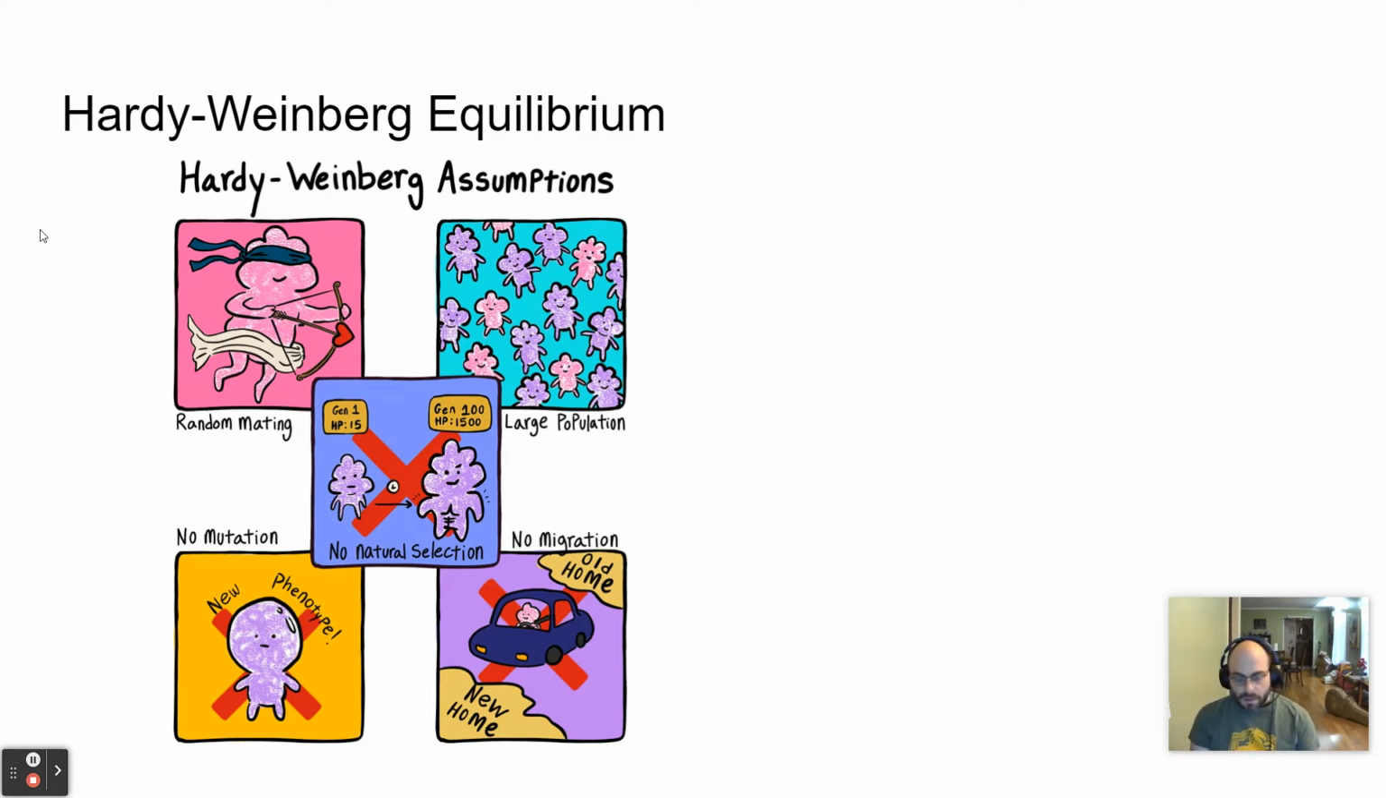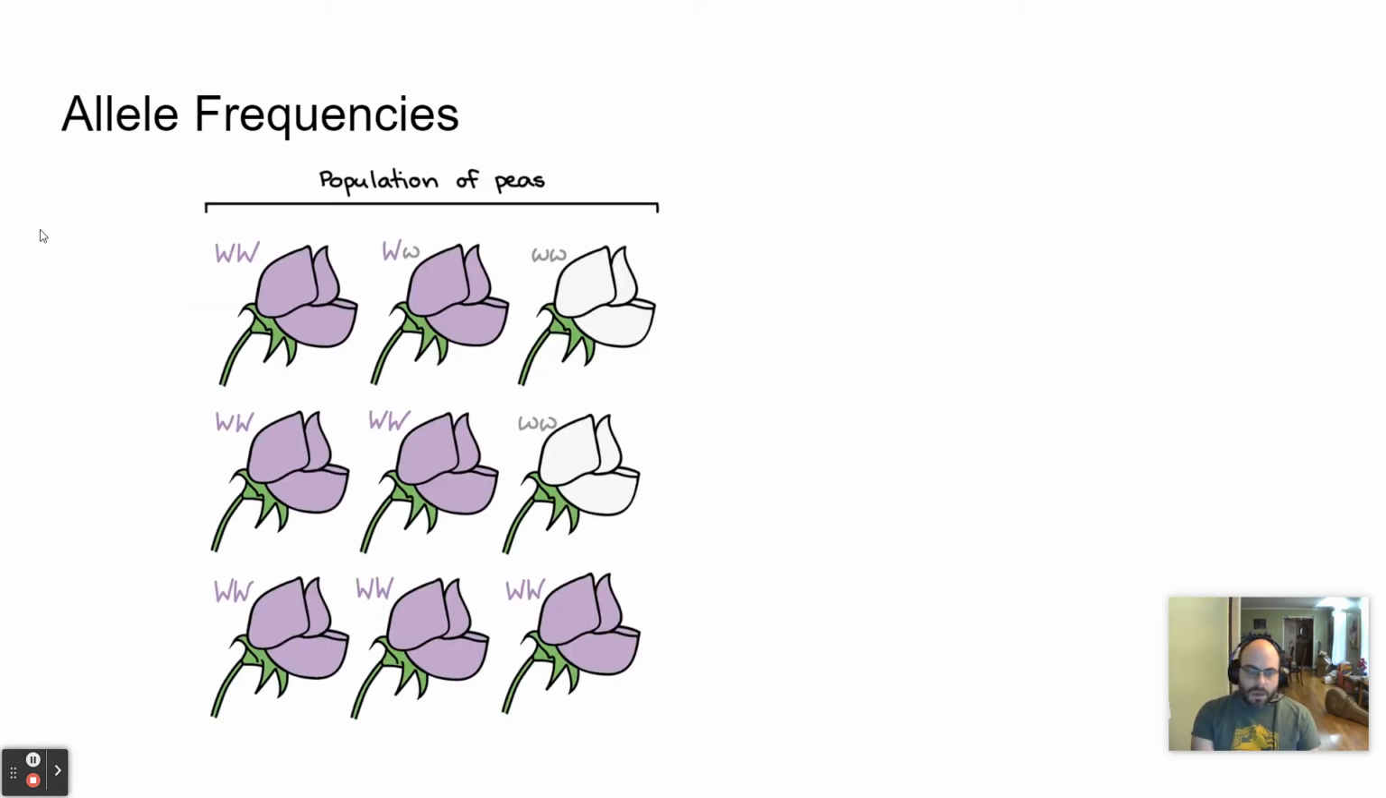Well, Hardy and Weinberg thought about this, and they gave us their equations. And so just before we talk about that, we need to talk about this idea of allele frequencies. Allele frequencies in a population can be calculated just by looking at the genotypes, right? So think about here we have 9 individuals, and so that represents 18 alleles. Where did I get that? There's 9 flowers, and each one has 2 alleles. 9 times 2 is 18.